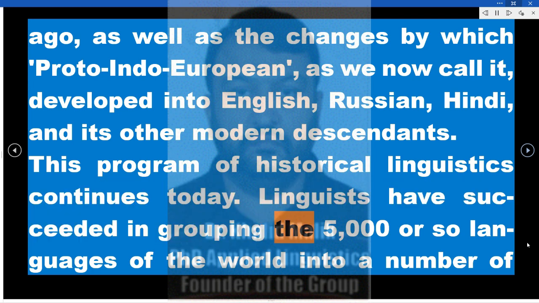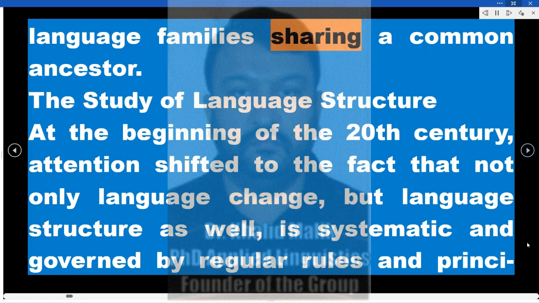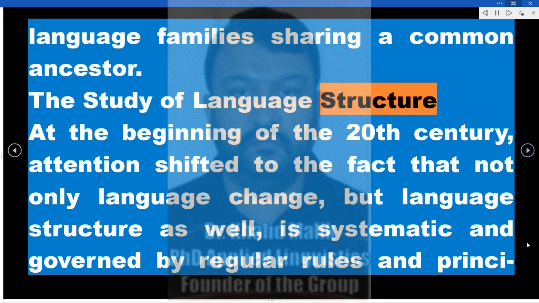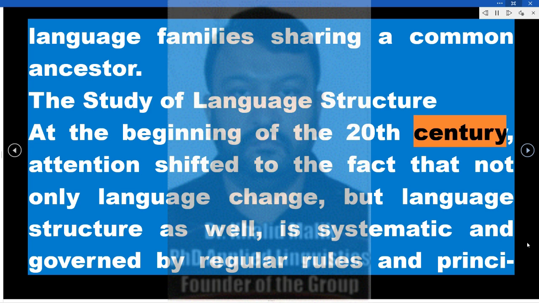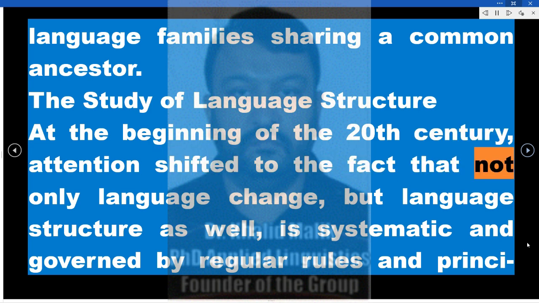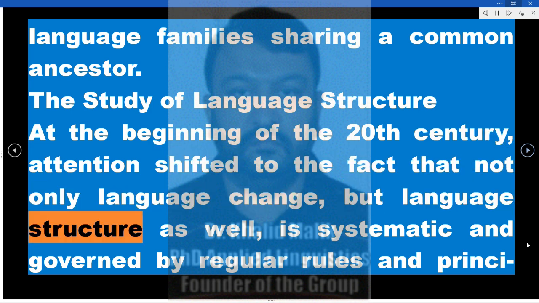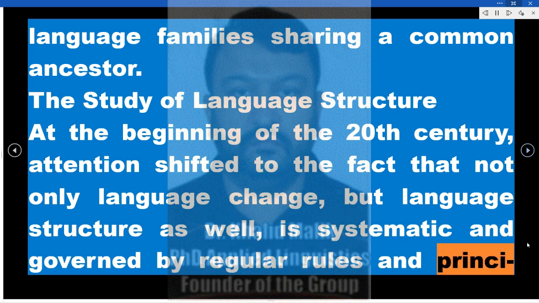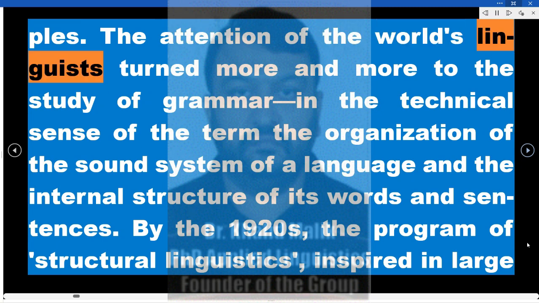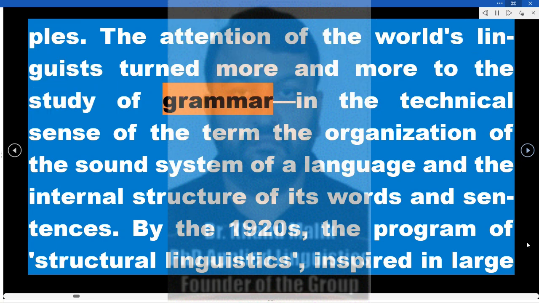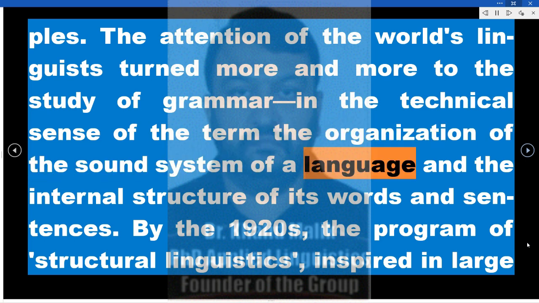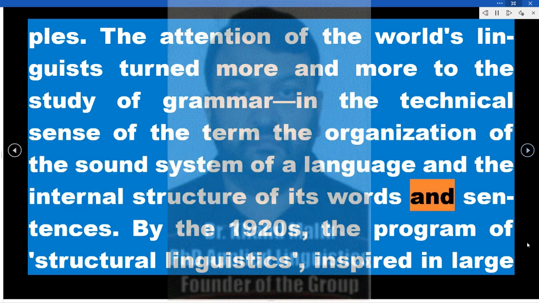Linguists have succeeded in grouping the 5,000 or so languages of the world into a number of language families sharing a common ancestor. The study of language structure: at the beginning of the 20th century, attention shifted to the fact that not only language change, but language structure as well, is systematic and governed by regular rules and principles. The attention of the world's linguists turned more and more to the study of grammar, in the technical sense of the term: the organization of the sound system of a language and the internal structure of its words and sentences.